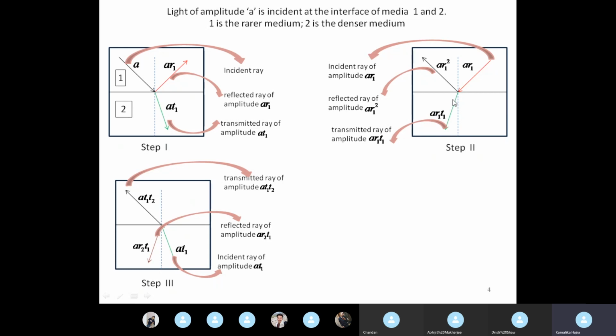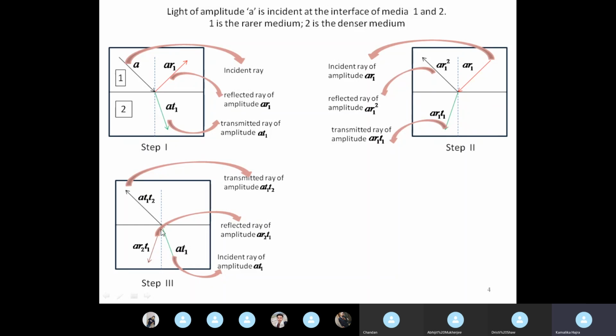Next, we place the source at the position of the reflected ray. So this is my new incident ray. Again, reflected, transmitted. And according to the definition of transmission and reflection coefficients, we have the new amplitudes of the reflected and transmitted rays.